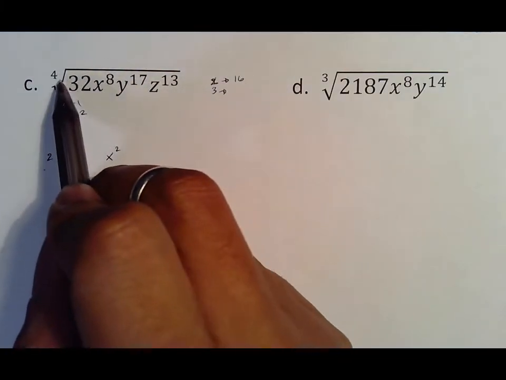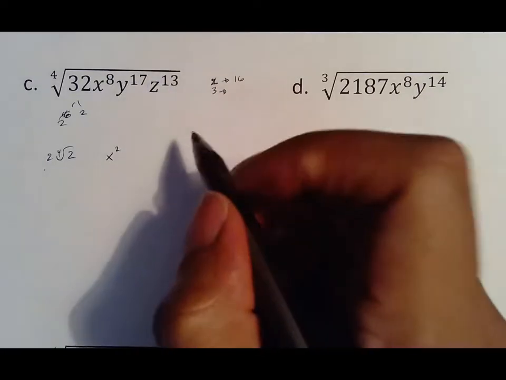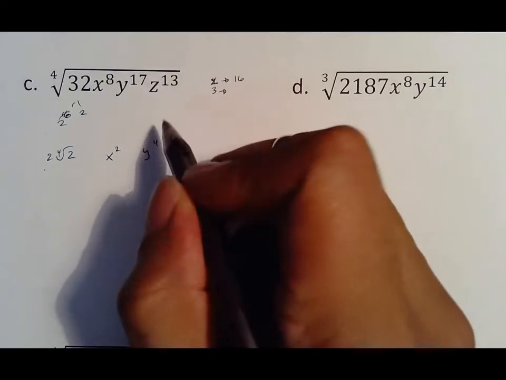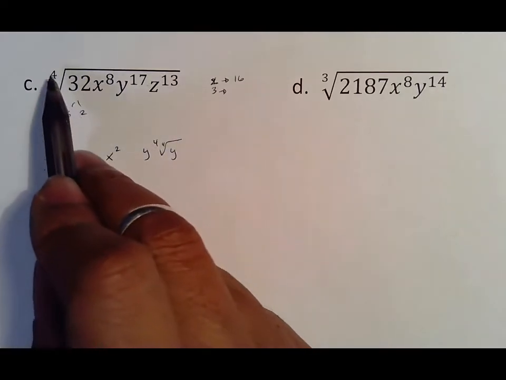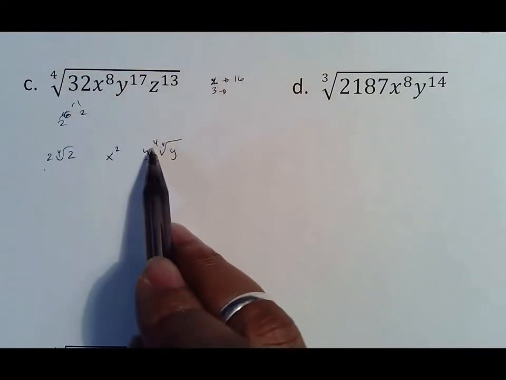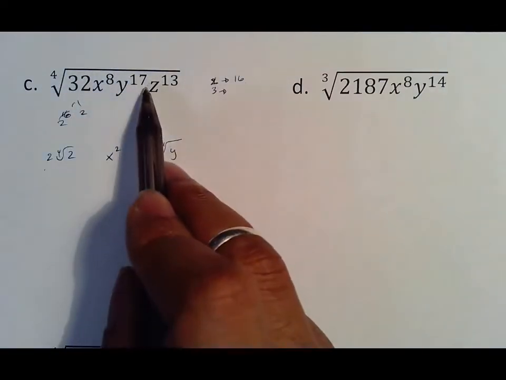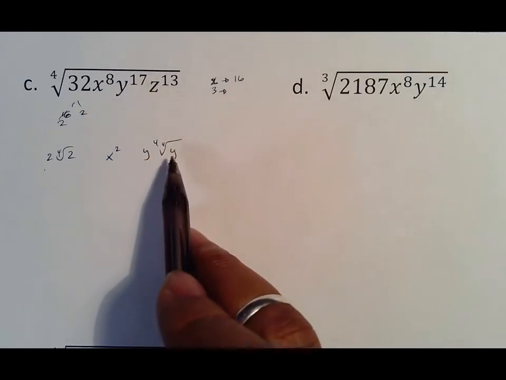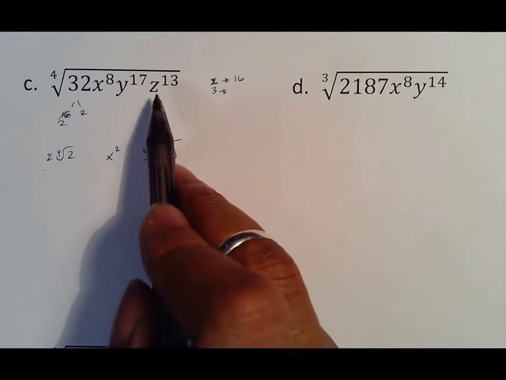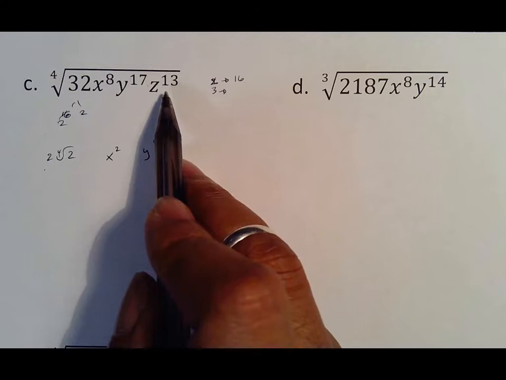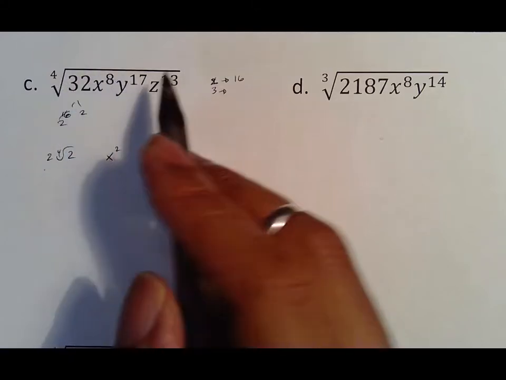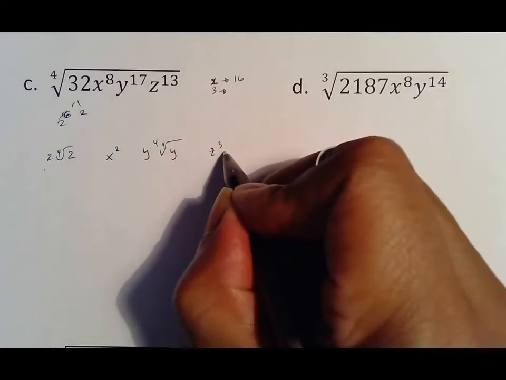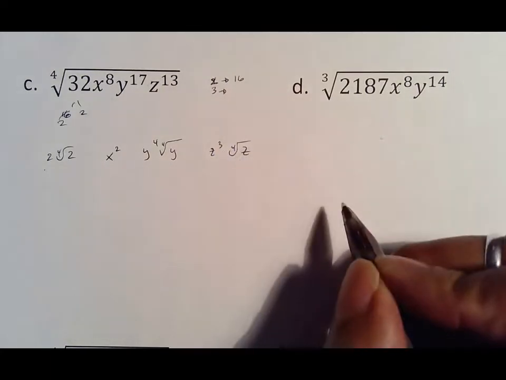Y would be, how many 4s go into 17? I think that's 4, with 1 left over. Again, 4 Y's would come out because 4 times 4 is 16, plus another 1 makes 17. Again, 4 remainder 1, which is why the 1 stayed on the inside. And Z to the 13th is, you do 13 divided by 4, which is 3 remainder 1. So that means that 3 Z's come out, 1 stays in.